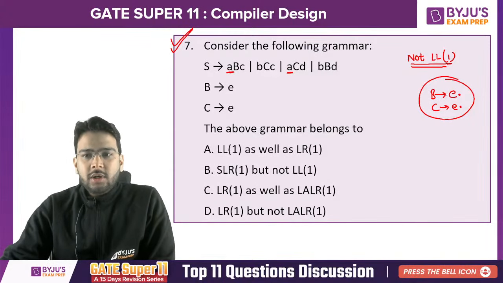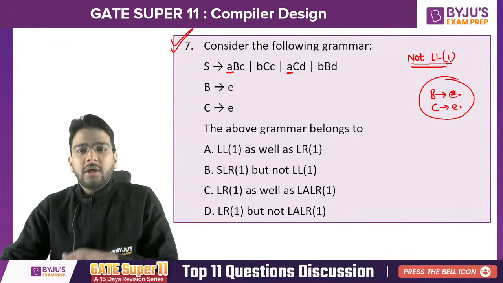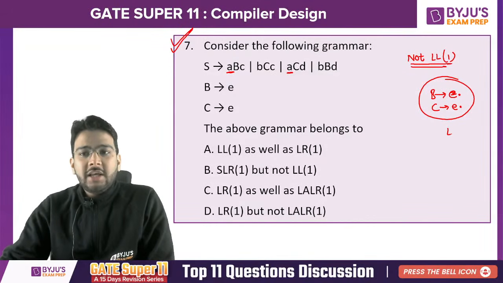Right? So here I will be getting these two. Now, RR conflict is clearly present in case of LR0. RR conflict is clearly present, so we can say it is not LR0.